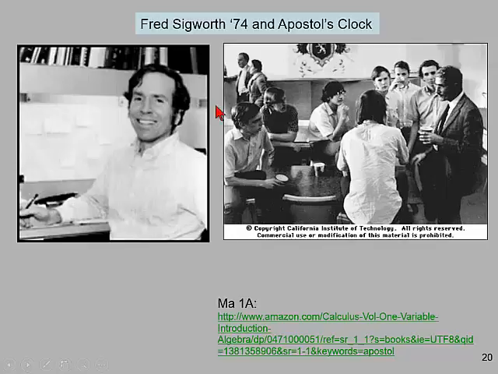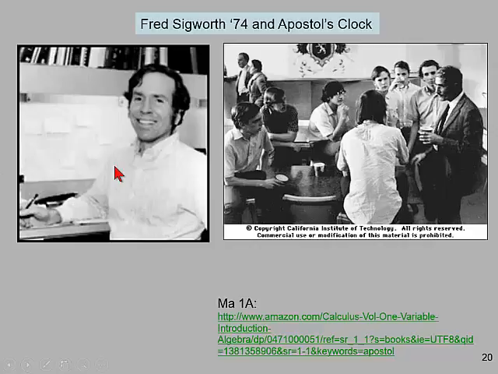So here is Apostol talking to undergraduates. Anybody know which house this is? Glacker. Okay, sometime in the 60s, I guess, maybe early 70s. So this is Fred Sigworth at about the time of this photo. Apostol had his lectures timed just perfectly so that he would get in to the lecture hall. He would talk about algebra, about calculus, and he would write the equations on the board. And exactly when he was finished, the clock would ring and it was time for the next class.